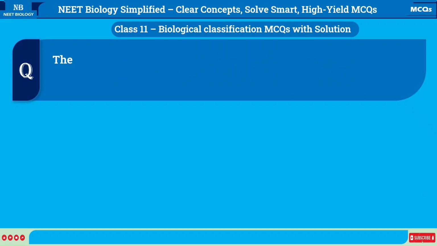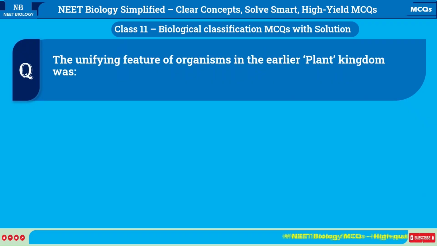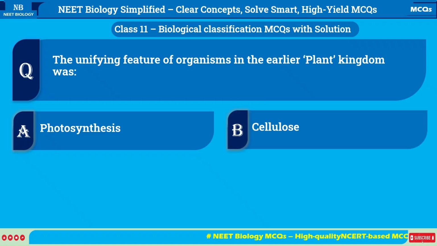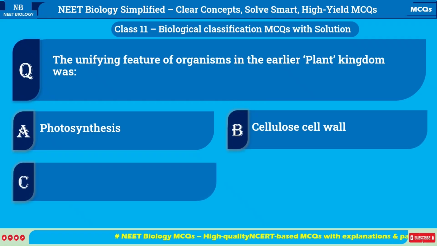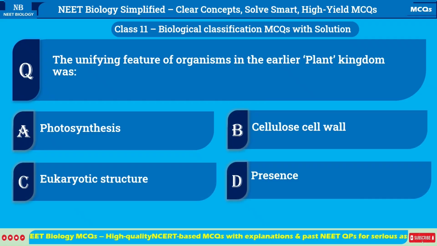The unifying feature of organisms in the earlier plant kingdom was: A, photosynthesis. B, cellulose cell wall. C, eukaryotic structure. D, presence of any cell wall.